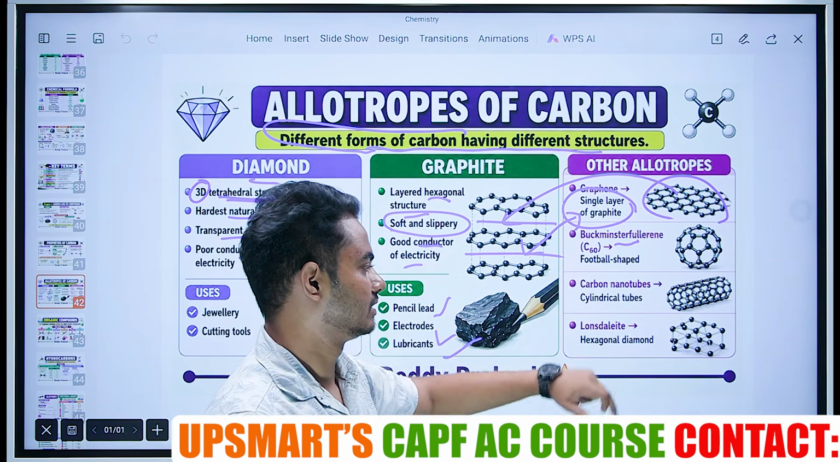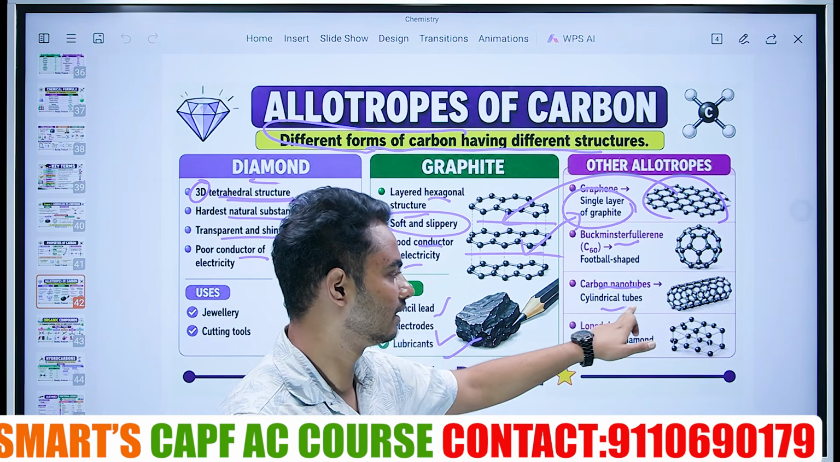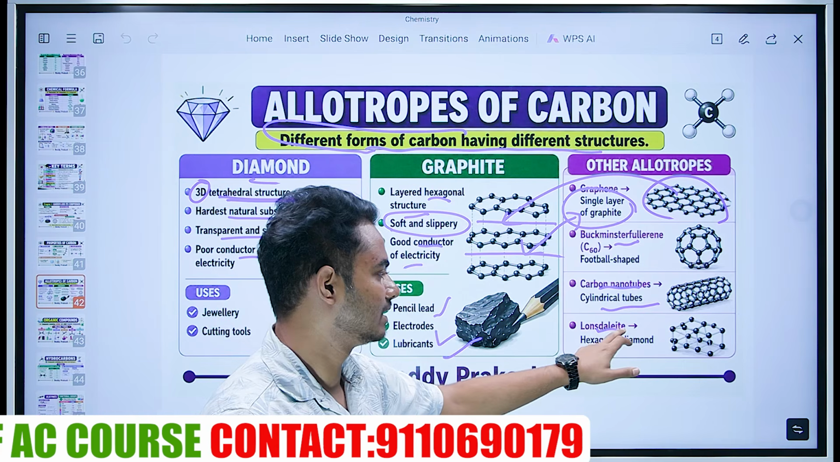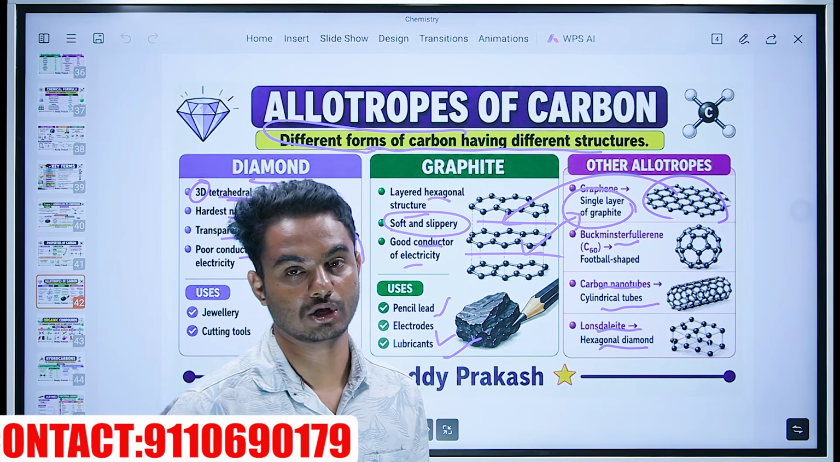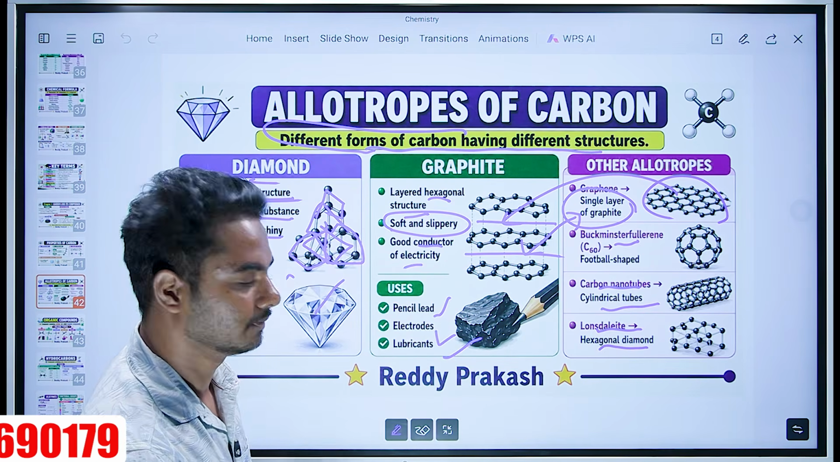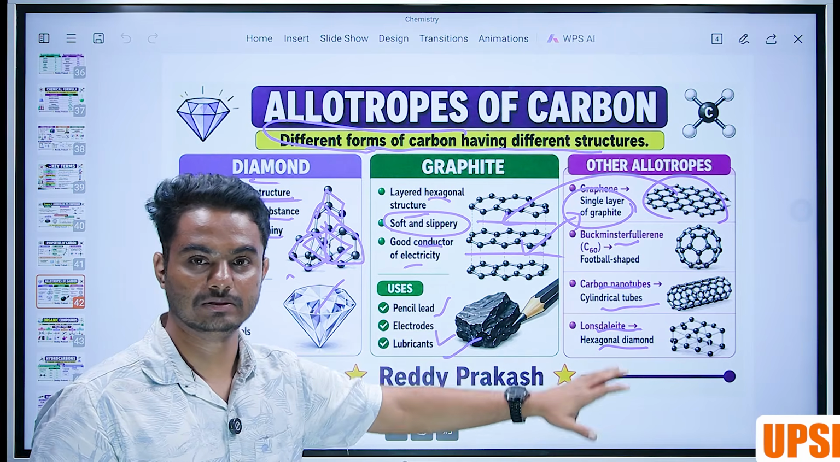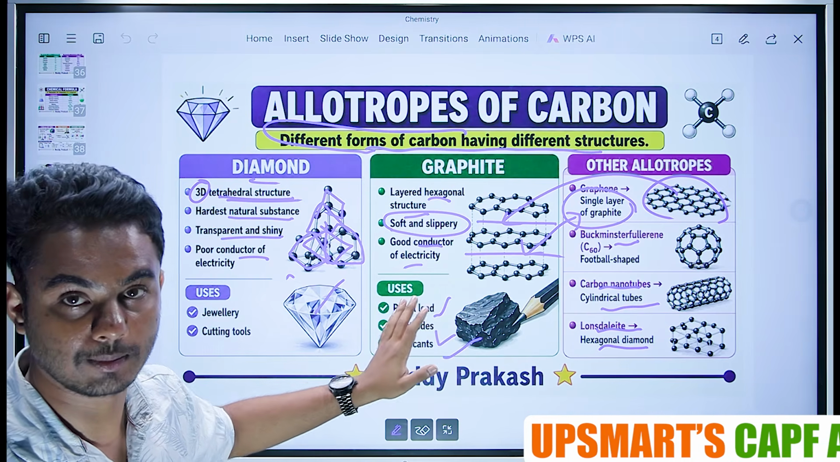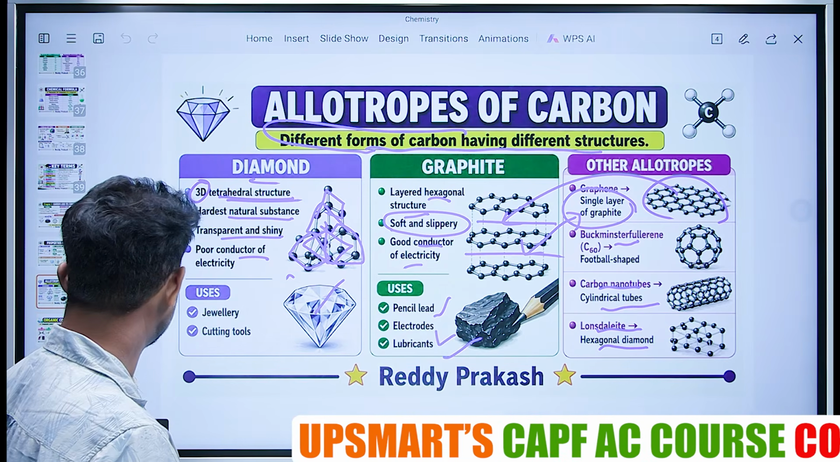Buckminsterfullerene, C60. Carbon nanotubes are cylindrical tubes. Lonsdaleite, hexagonal diamond. Hexagonal diamond is Lonsdaleite. Easy. We have to remember these names. No shortcuts, sir. We have to remember these names. Okay, my friends. Let's move ahead.